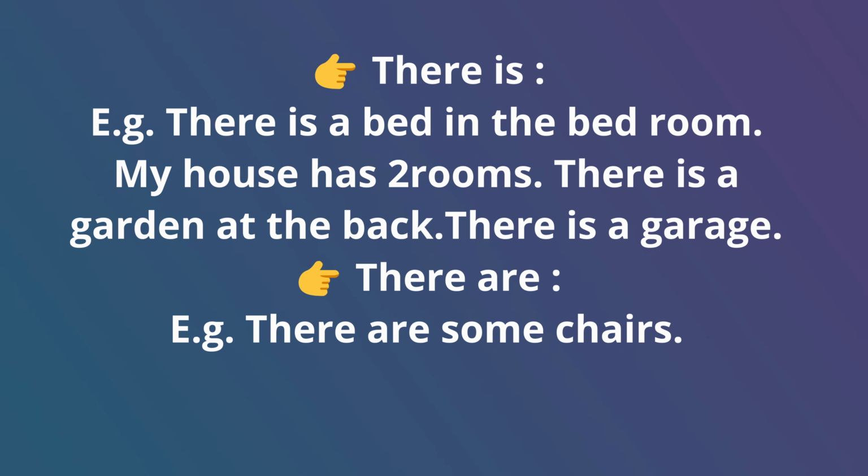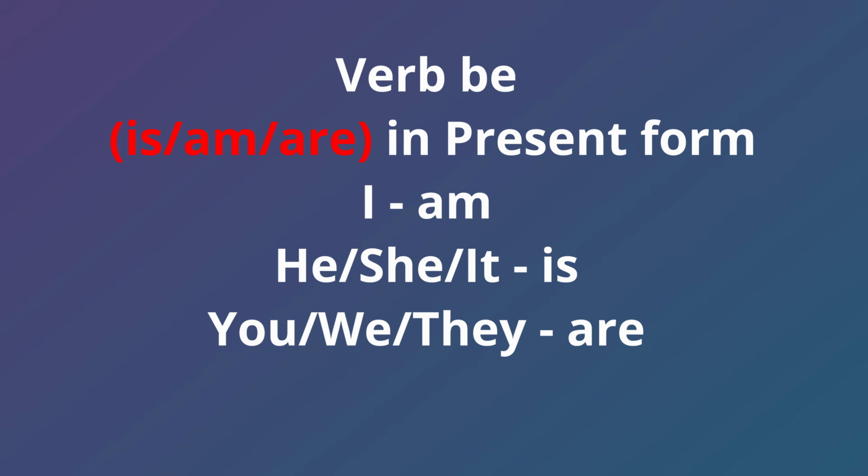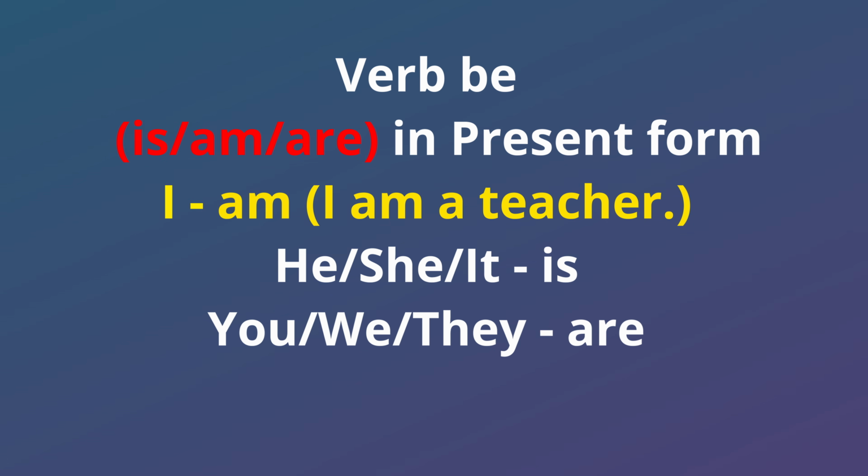There is and there are. Grammar note: is and are. This is the verb be in present form: am, is, and are. I am.